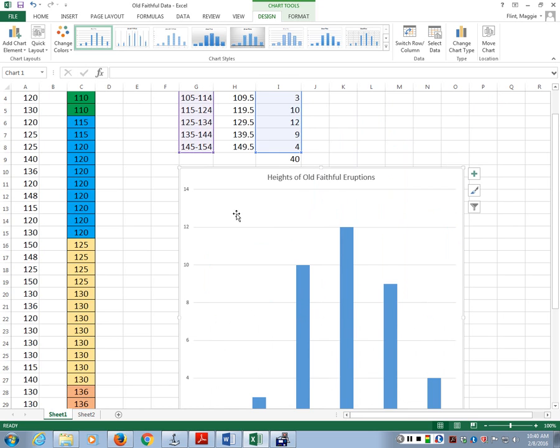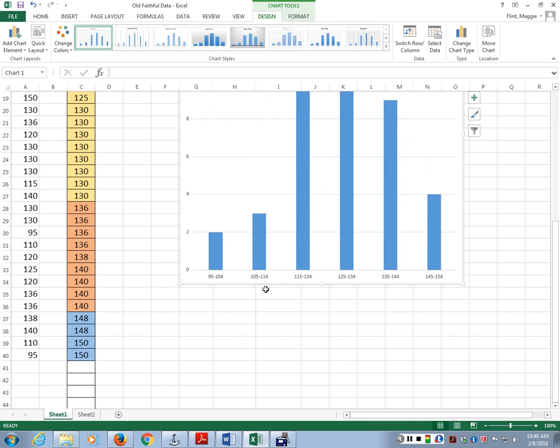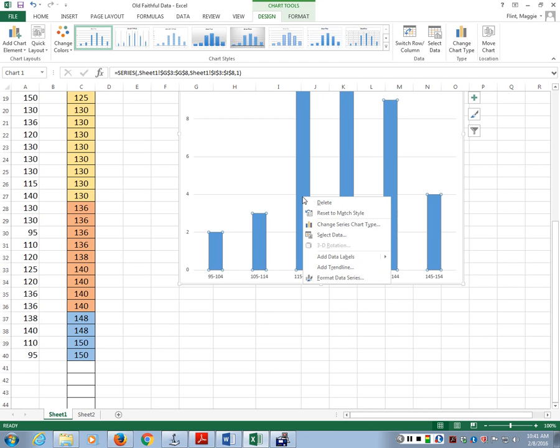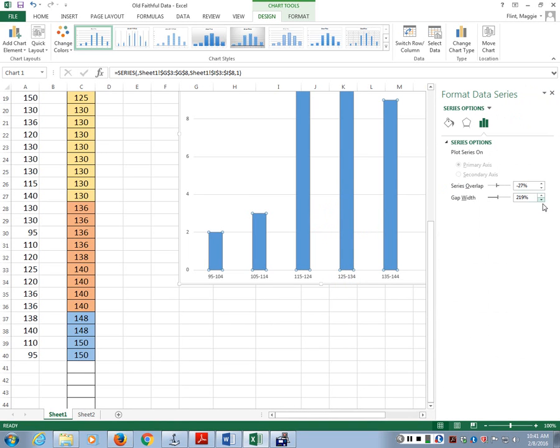The other thing that I really don't like about this is that there is not a gap from 114 to 115. The next number after 114 is 115, and they should come together at 114.5, and these don't. So what I'm going to do is right-click on any one bar. Doesn't matter which one. Once you right-click on one of them, they all light up. And I'm going to tell it to let me format the data series. And notice it says the gap width is 219%. I don't want there to be a gap. I want no gap. So I'm going to change that.